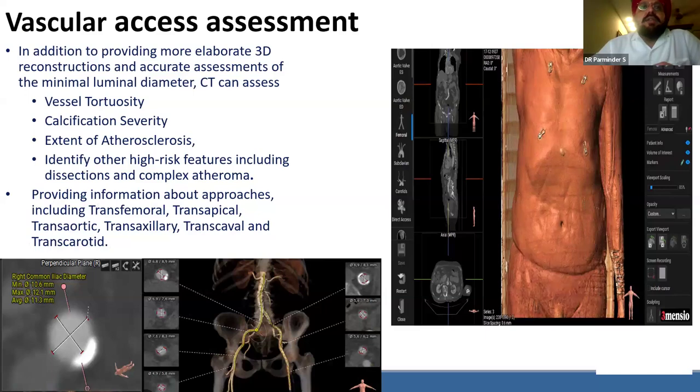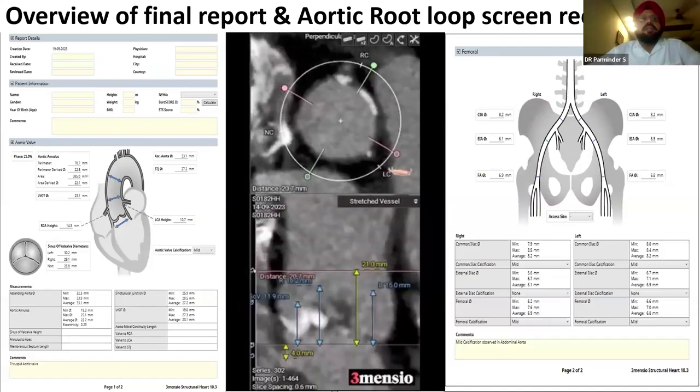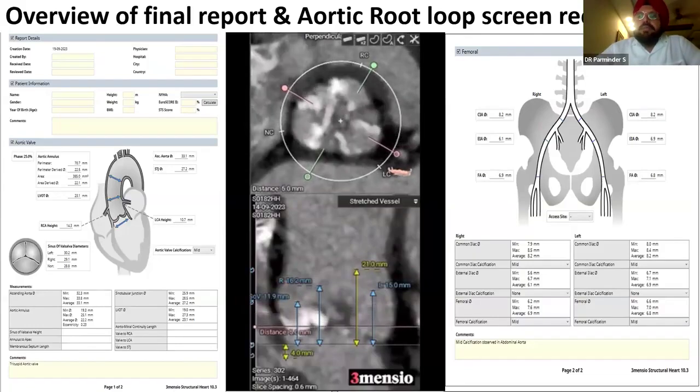Vascular access issues we have already discussed. So this is the final report which we normally get from the companies on 3mensio. It mentions all the parameters that we have discussed.